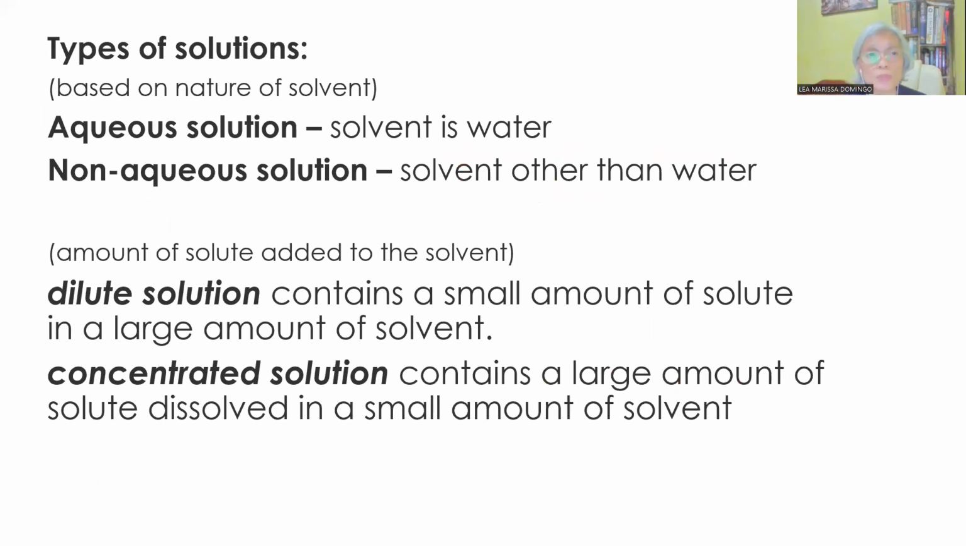Now, based on nature of solvent, we have aqueous solution and non-aqueous solution. So an aqueous solution has water as solvent, non-aqueous has a solvent other than water. Now, based on the amount of solute added to the solvent, we have a dilute solution, one which contains a small amount of solute relative to the large amount of solvent, whereas a concentrated solution contains a large amount of solute dissolved in a small amount of solvent. So kunwari magko-compare ka ng dalawang sugar solution, yung mas matabang, mas dilute, kaysa dun sa mas matamis, yung concentrated siya.